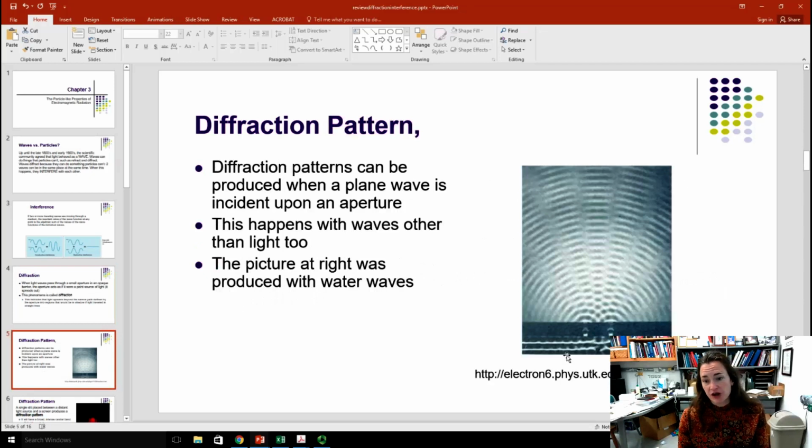So here's a picture of a diffraction from water, okay? Diffraction patterns can be produced when you have a plane wave, and you can see the plane wave has these peaks that are all lined up here. You can see straight parallel lines coming in to these two narrow apertures right here. Okay, so that's a plane wave incident on these apertures. And then you can see that each one of those apertures acts like a point source of light, and it spreads out as it leaves, just like you had a flashlight and the light spreading out. So you can see that this happens with waves other than light. All right, here is water waves, and then what they did was they just shined light through the water tank so you could see it.